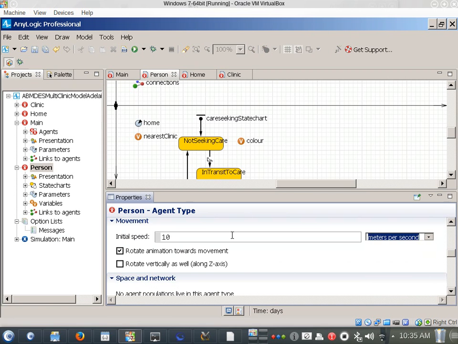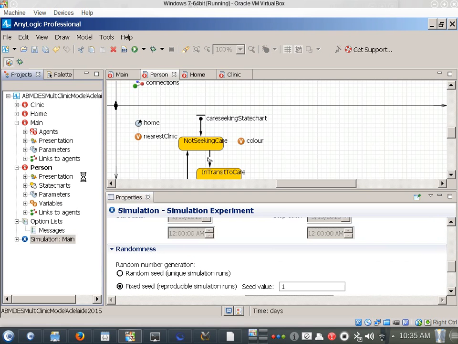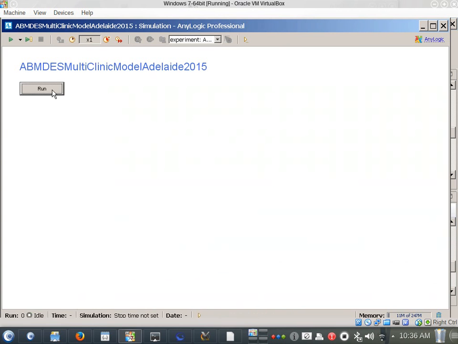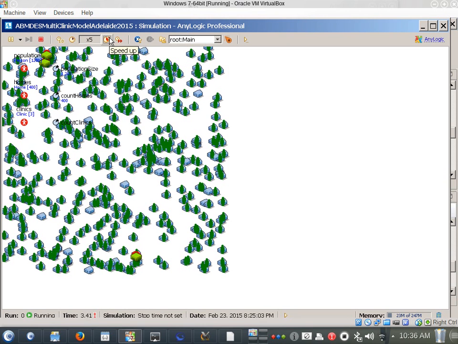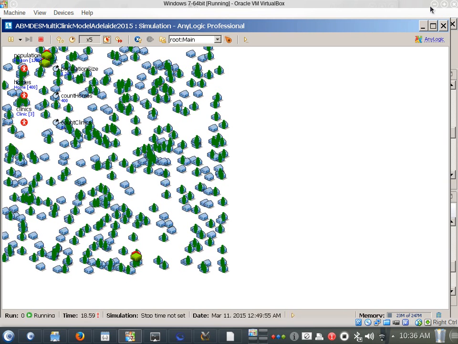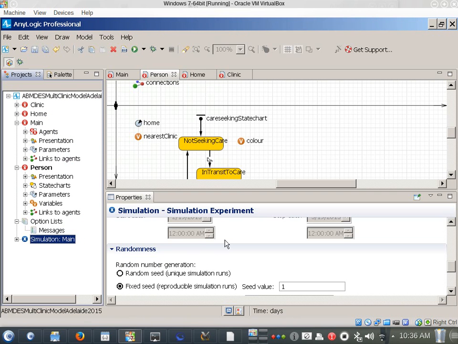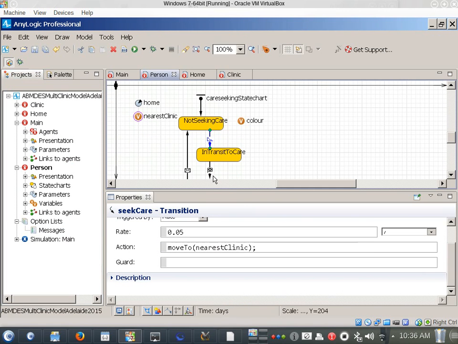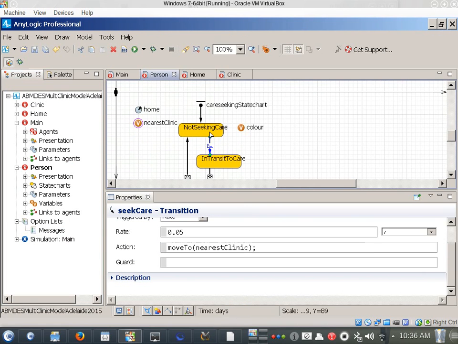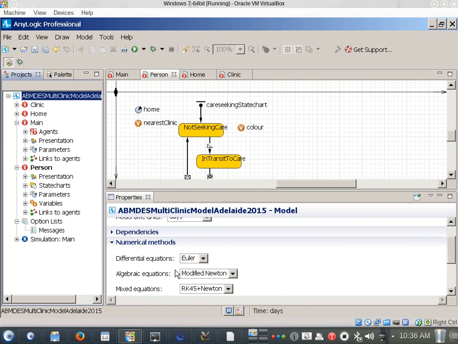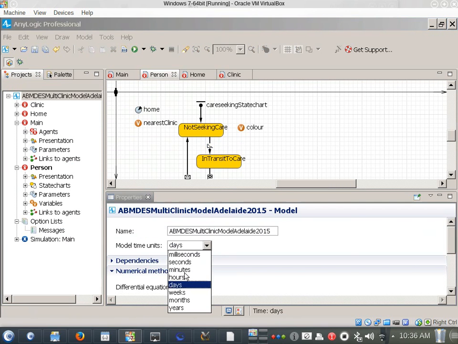Okay, we'll make it a much smaller speed, or pretend they're walking at a stately pace, particularly when seeking care. Okay, they're still moving way too fast though, because it's a day. It's a day at a time. Okay, well, maybe we should change the model time units then to hours.